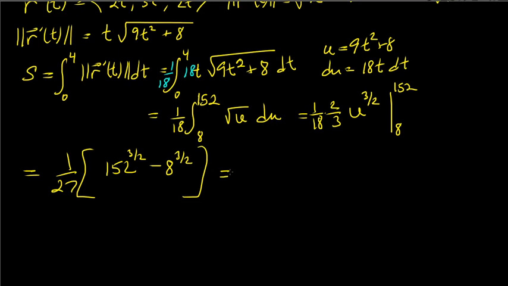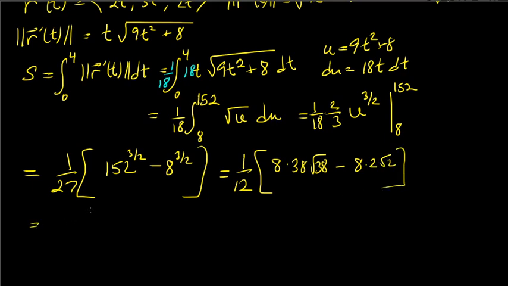Oh boy, okay, so let's see here. 1 over 27, so the square root of 152 is 2 times the square root of 38. So that's going to be cubed. So it's going to be 8 times 38 times the square root of 38, right? And then minus, so square root of 8 is 2 square root of 2, so that's going to be 2 cubed is 8 times 2 square root of 2.